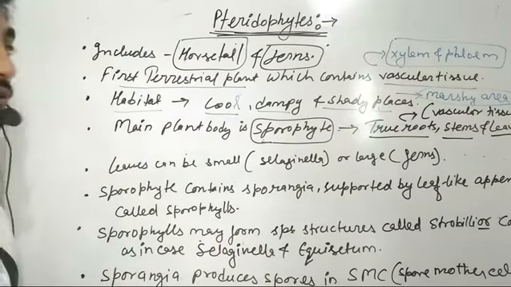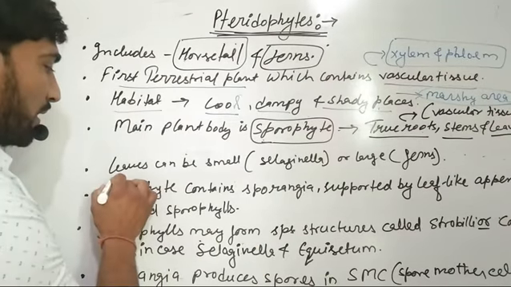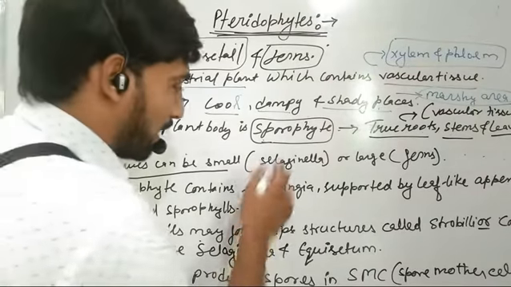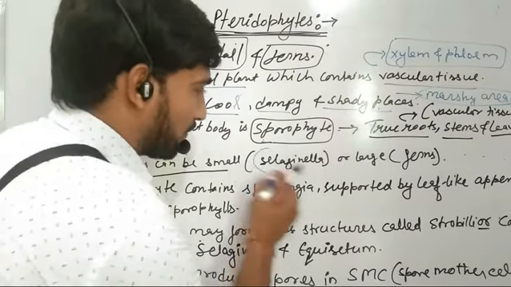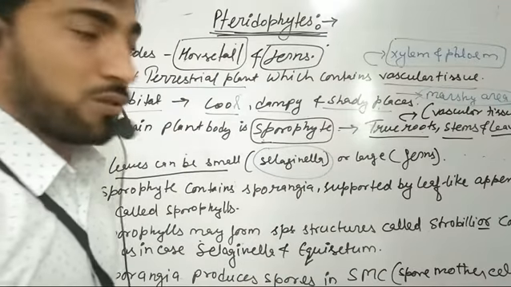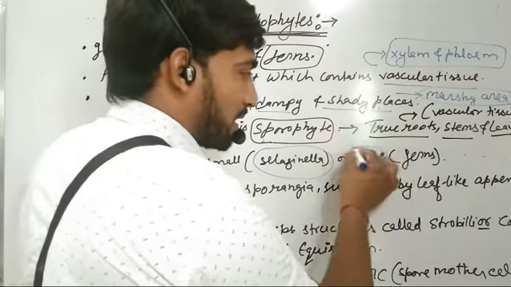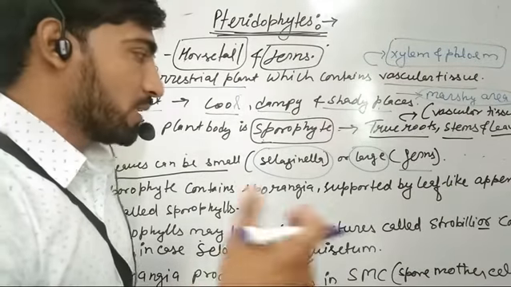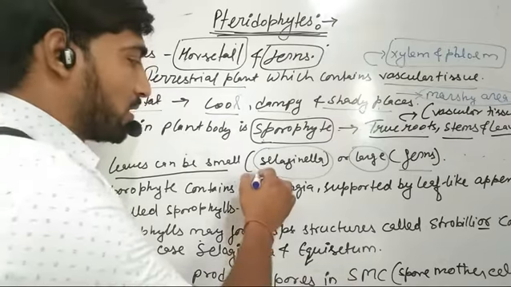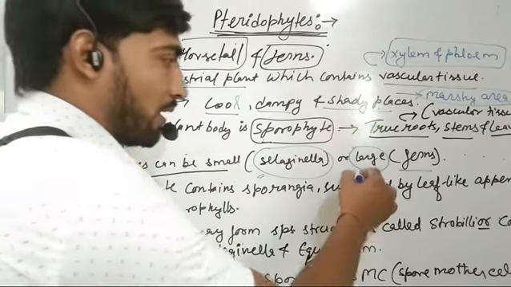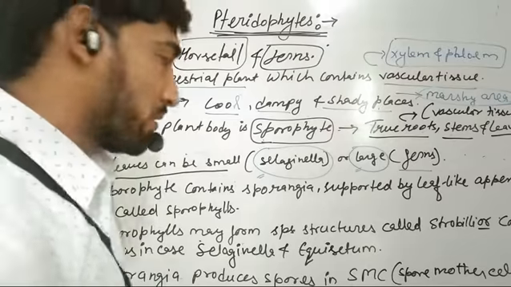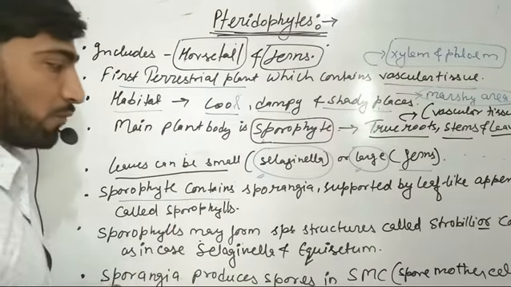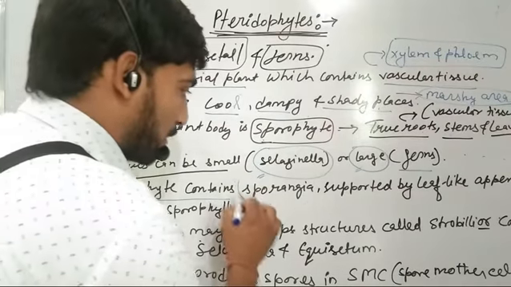The next characteristic of pteridophytes is that their leaves can be either small, as in Selaginella, or larger in size, as in ferns. So they contain both types of leaves: small leaves found in Selaginella and large leaves found in ferns. Further, the sporophyte in pteridophytes contains sporangia.